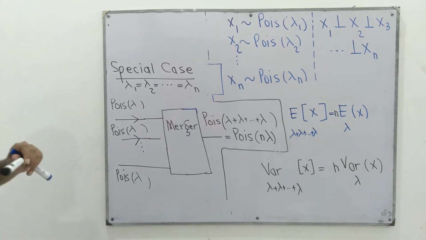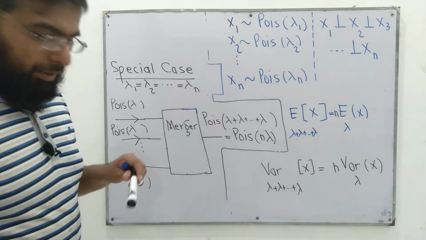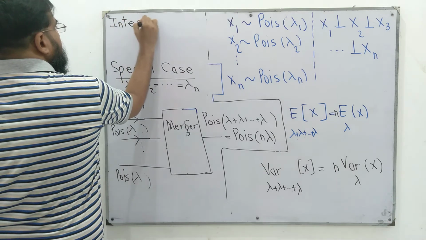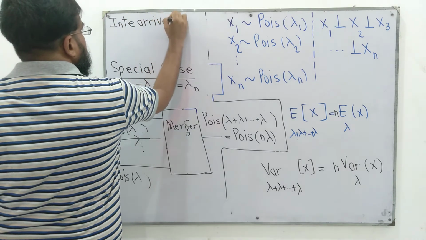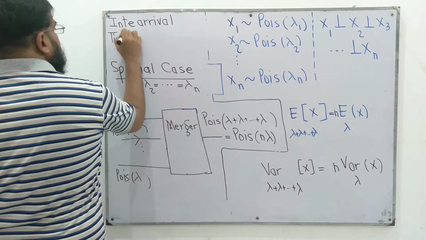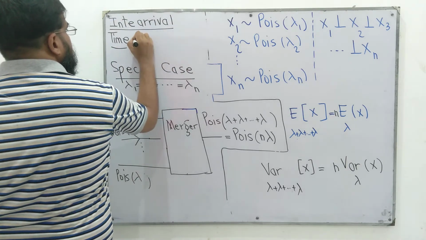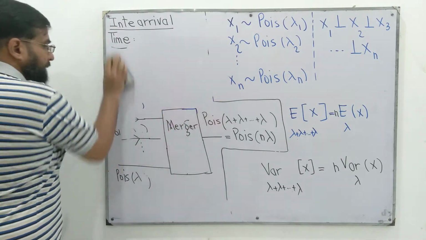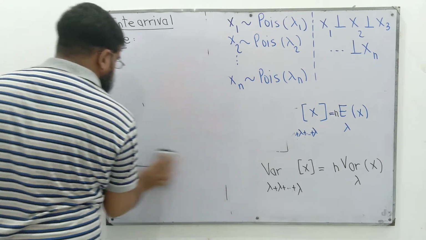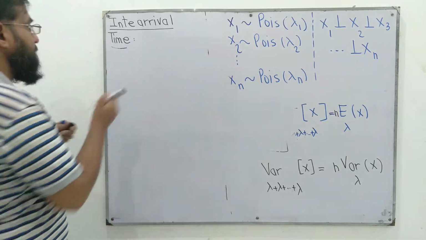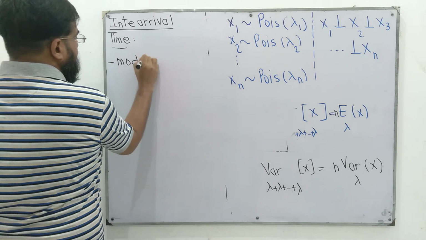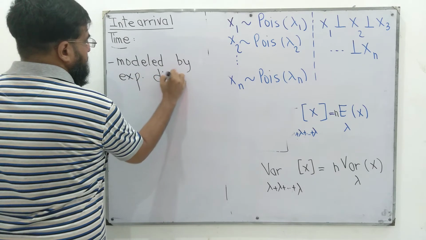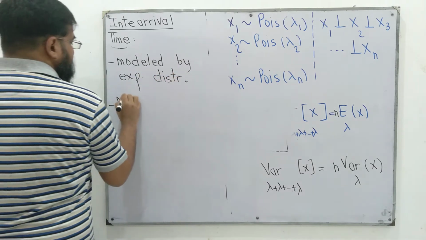Next we will talk about the inter-arrival time of the merged process. We know that for a Poisson process, inter-arrival time is modeled by the exponential distribution.